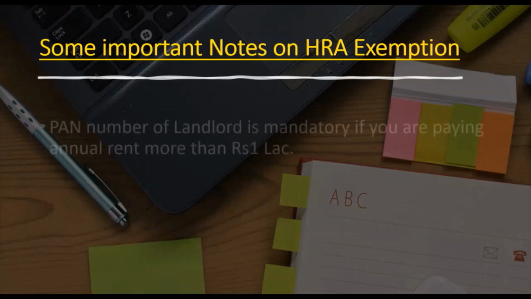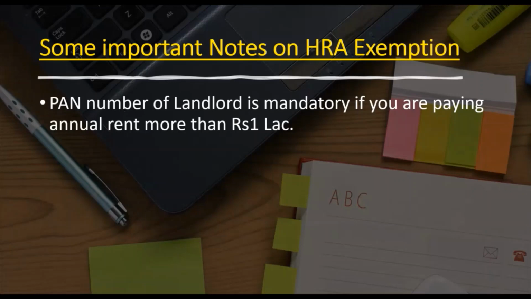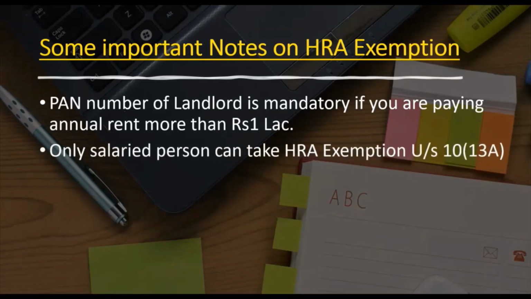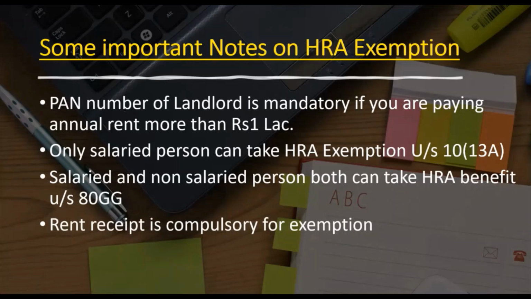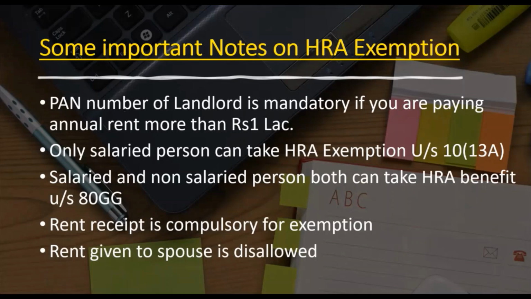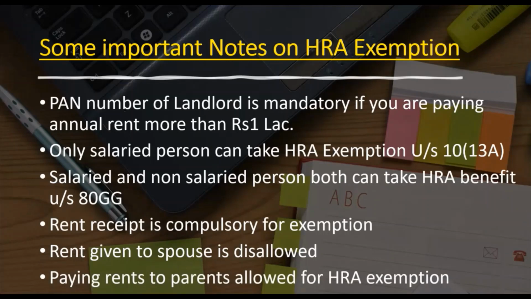First point, the PAN number of the landlord is mandatory if you are paying annual rent of more than rupees 1 lakh. Second, only a salaried person can take HRA exemption under section 10(13A). Third, salaried and non-salaried persons both can take HRA benefit under section 80GG. Next, a rent receipt is compulsory for exemption. Next, rent given to a spouse is disallowed. Paying rent to parents is allowed for HRA exemption. Now we will learn how to calculate HRA exemption in MS Excel.